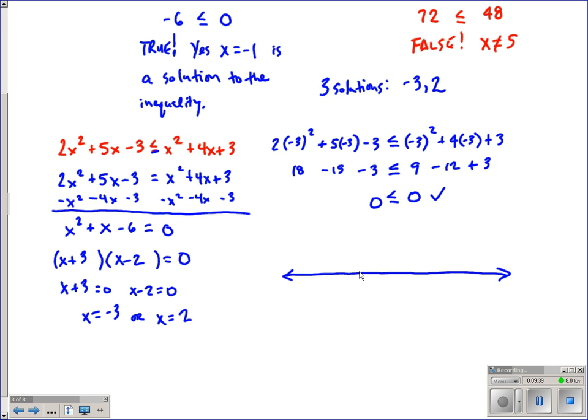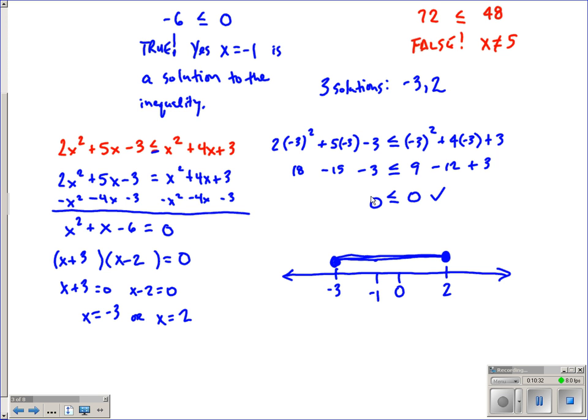So if I have a number line here, and I'm going to consider these to be my boundary points. I've got negative 3, and I've got positive 2. I know that negative 3 works. I know that positive 2 works here. I think 0 would be located in here. Now we know that -1 does work, right? So if -1 is a solution, and we've got solutions on either side of it, that means that all of these values in between -3 and 2 will be solutions.